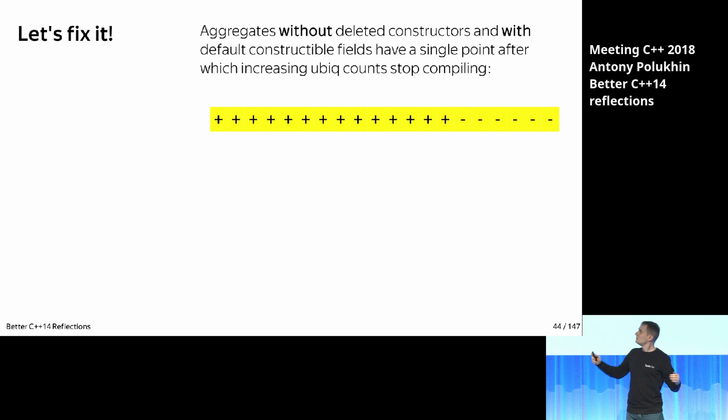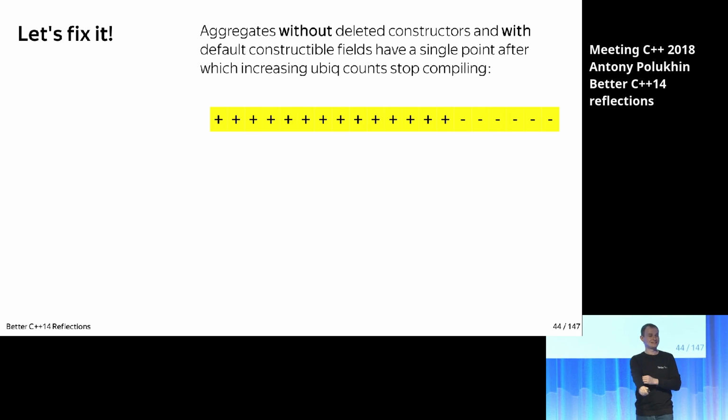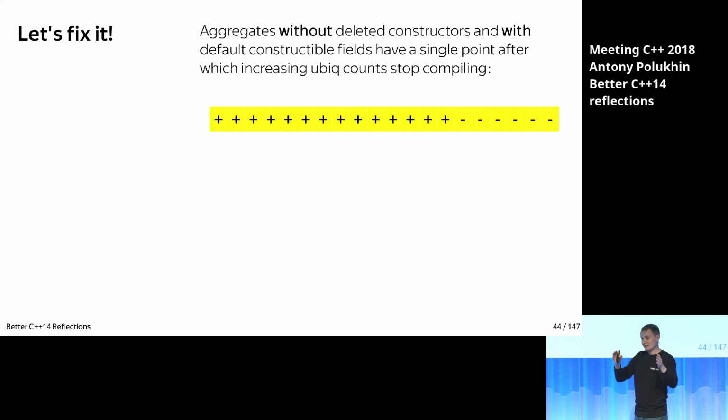Now, the question. Does it look like a partitioned array? Yes, it's a partitioned array. So we've got a partition point. At that point, pluses, our successes, transfer into failures. After some point, we can add more instances of ubic, and that will fail to compile. So, what's the fastest way to find a partition point?